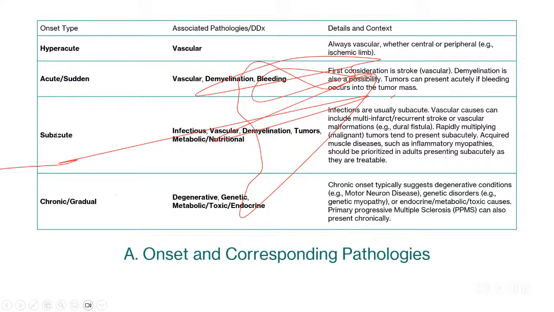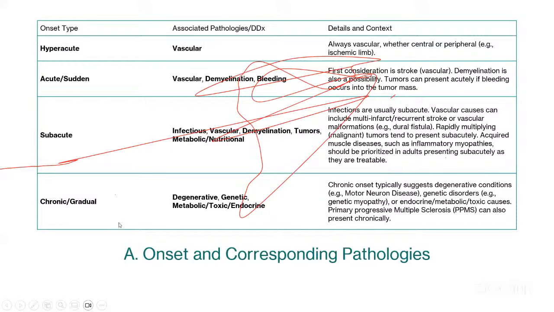Next, subacute presentation. Then we will consider infections, vascular causes, demyelination, tumors, metabolic, or nutritional causes. Infections are usually subacute. Vascular causes can include multi-infarct or recurrent stroke, or even vascular malformations like dural AV fistula. Rapidly multiplying malignant tumors tend to present subacutely, and acquired muscle diseases, such as in LMN, basically inflammatory myopathy, should be prioritized in adults presenting subacutely as they are treatable.